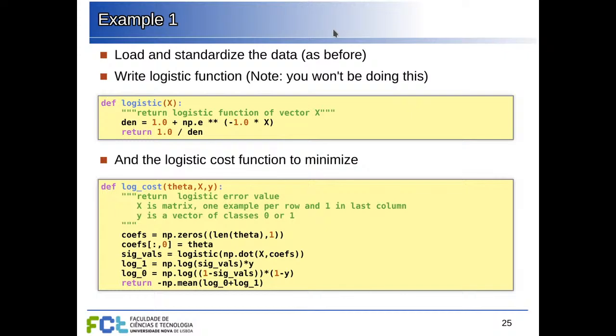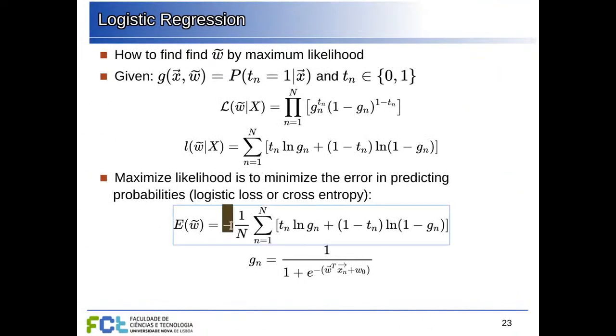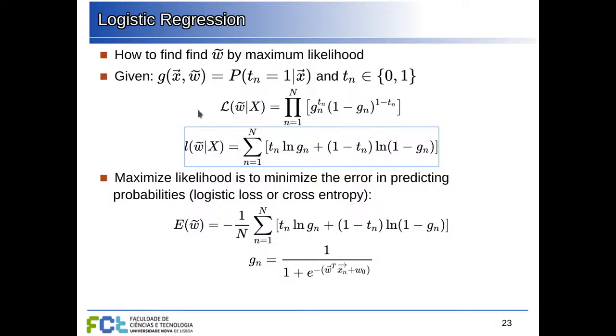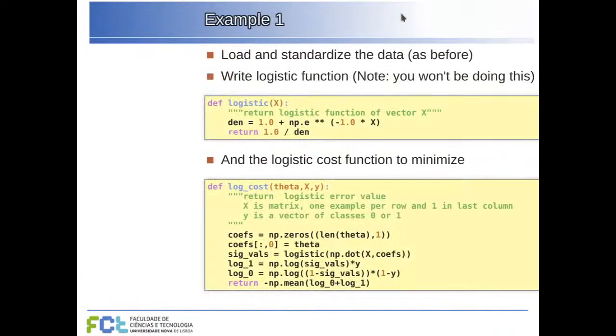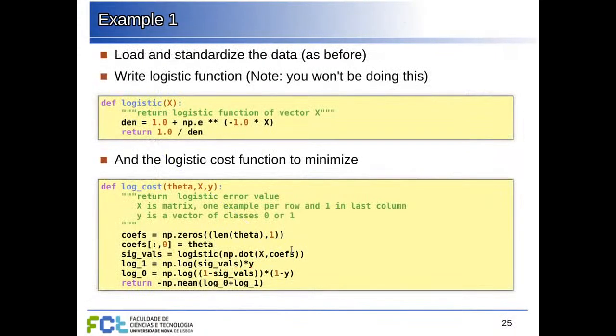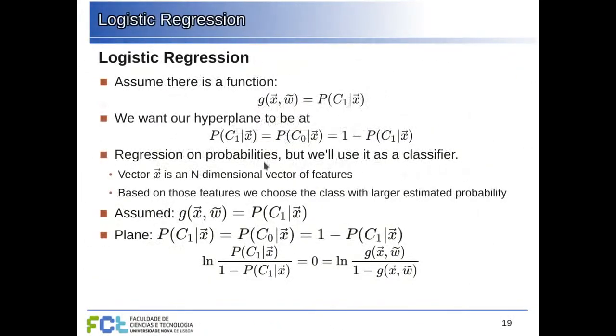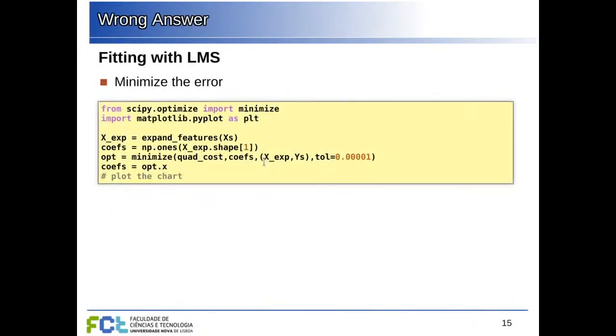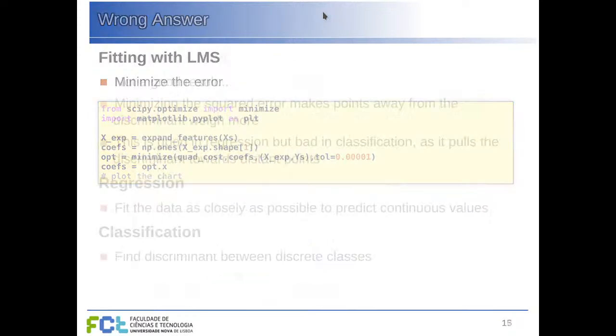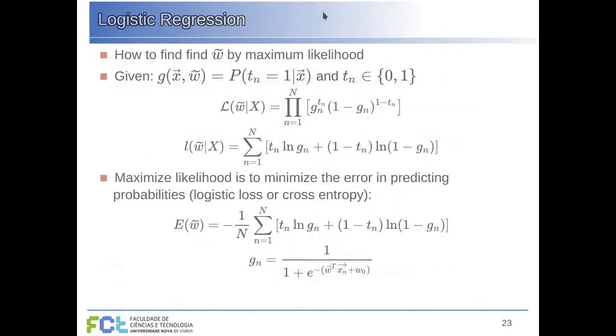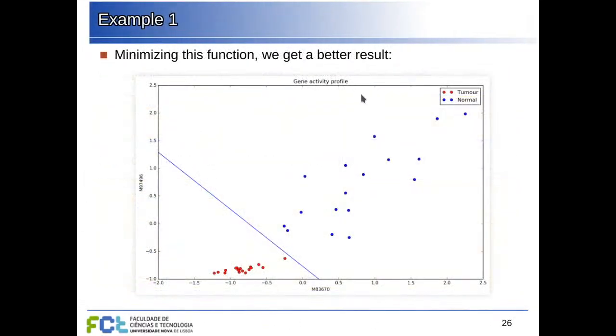Remember that we are minimizing, so we need to minimize the symmetric of the function. The likelihood function would be something that we were trying to maximize, but this is easy. You can always do maximization by changing the sign and then minimizing. So now we again do the same thing that we saw here, use SciPy minimize and so on. I'm going to skip this part because it's the same. It's just that we are using a different cost function, but now the result looks better.